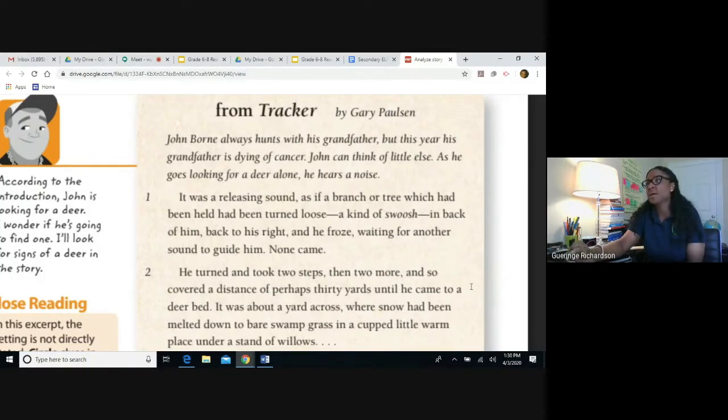John Bourne always hunts with his grandfather, but this year his grandfather is dying of cancer. John can think of little else. As he goes looking for a deer alone, he hears a noise.